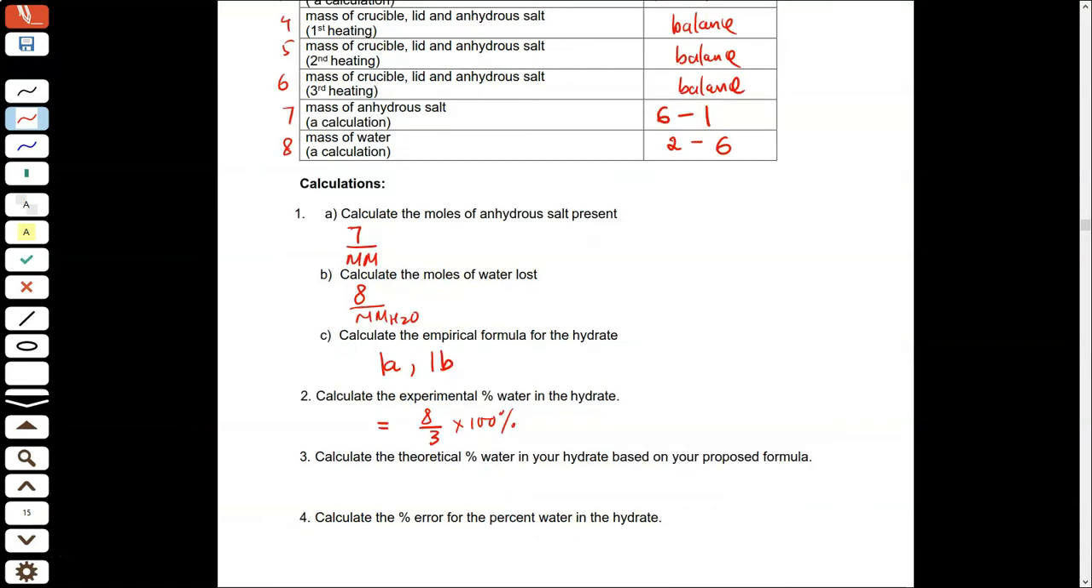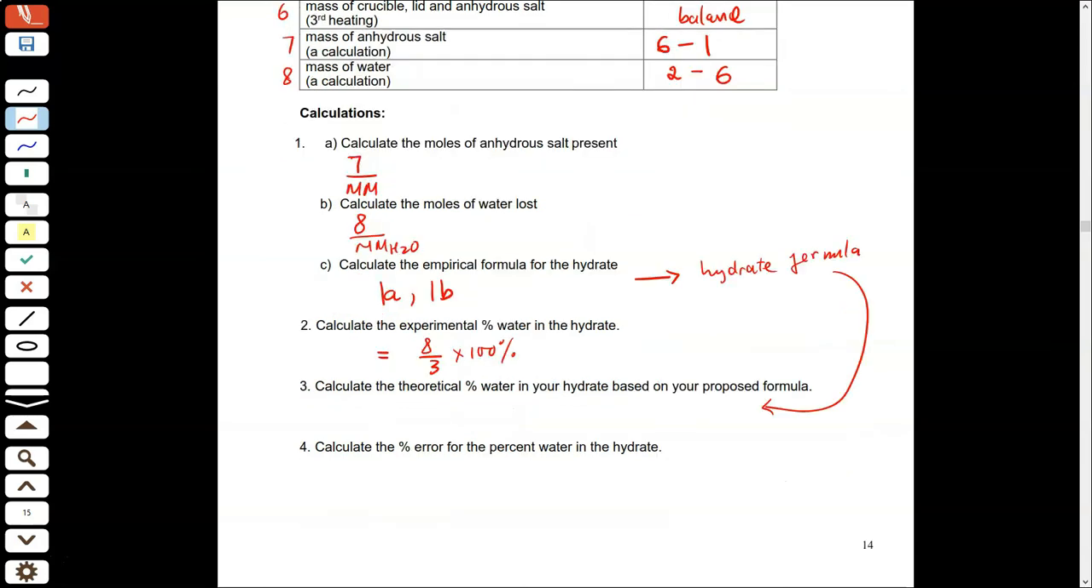And the theoretical percent mass of water in your hydrate is based on your proposed formula. After you get the empirical formula of the hydrate, you're going to use this formula to calculate the mass percent of water in the hydrate. We already went over this problem in class.